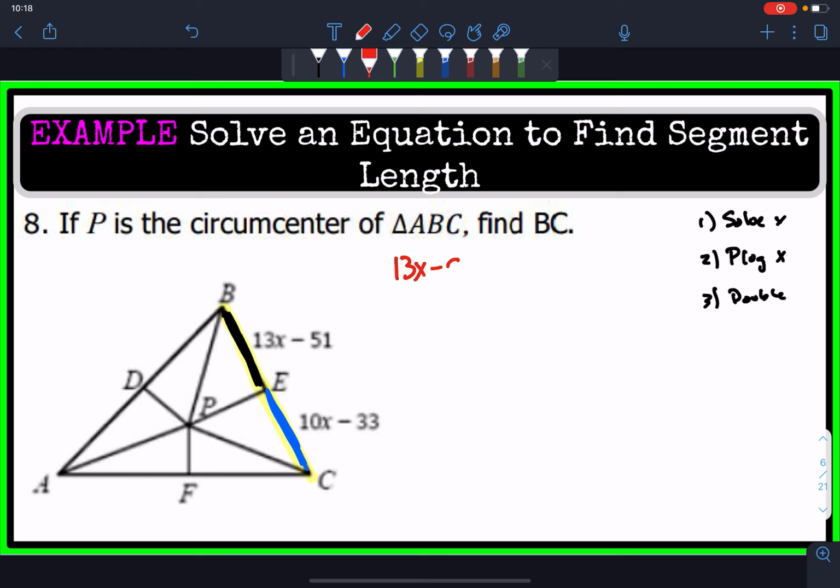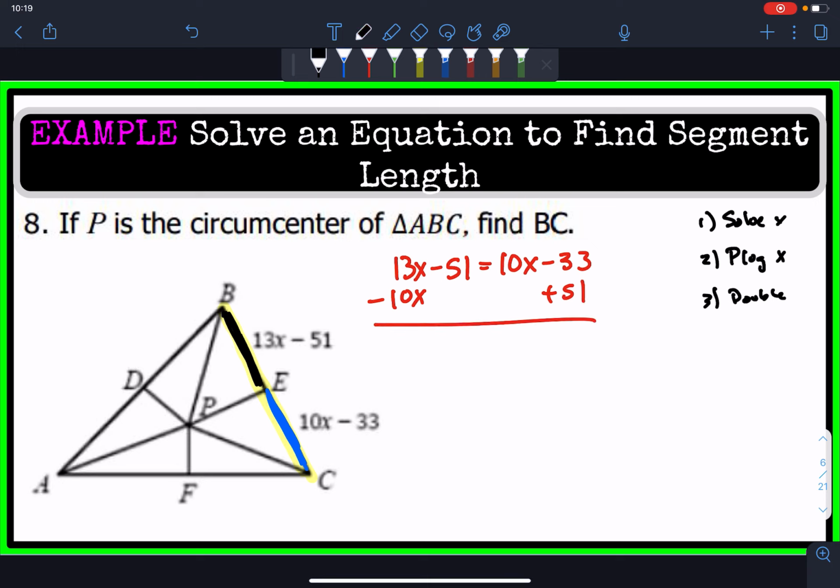13x minus 51 is going to equal 10x minus 33. So with letters to the left, I subtract 10x. Numbers to the right, I add 51. And I get positive 3x is equal to positive 18. I divide by 3, and x is equal to 6. X is going to equal 6.